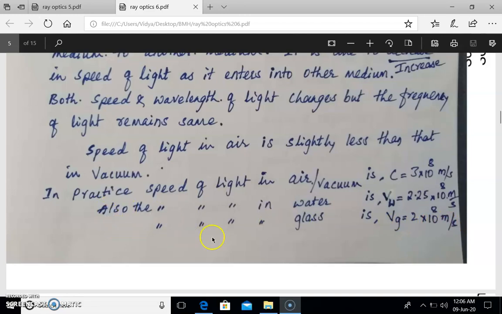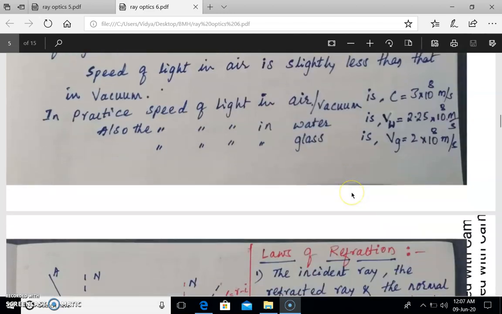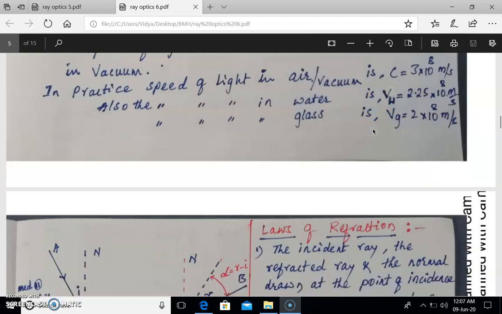As the optical density of the medium increases, the speed of light decreases. So the speed of light in water is less than that in air and vacuum. The speed of light in glass is less than that in water. So in other words, glass is optically denser than water medium. Water is optically denser than air and vacuum.